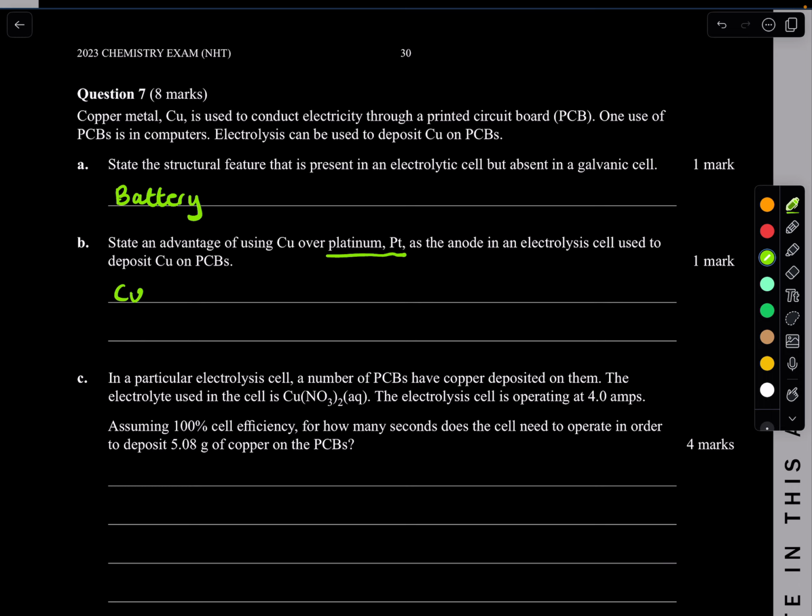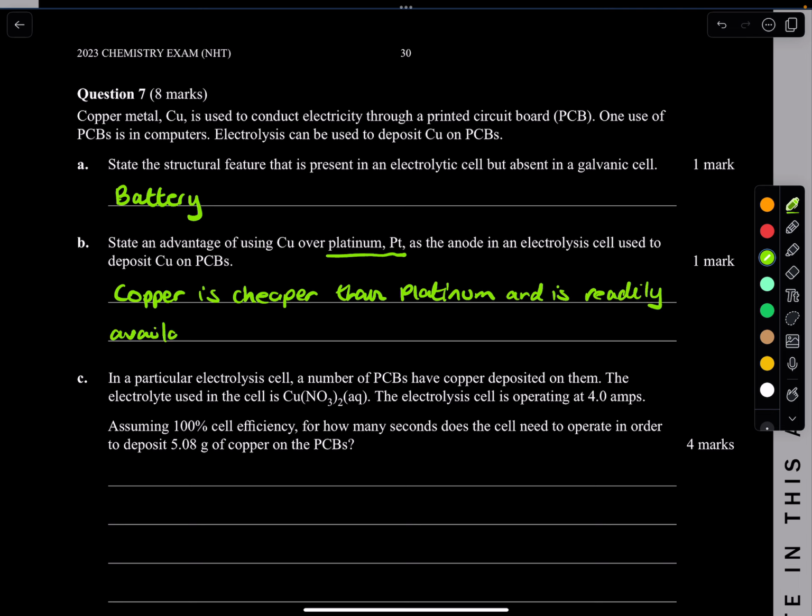Copper is cheaper than platinum and is readily available. Beautiful. So copper is cheaper than platinum and is readily available.